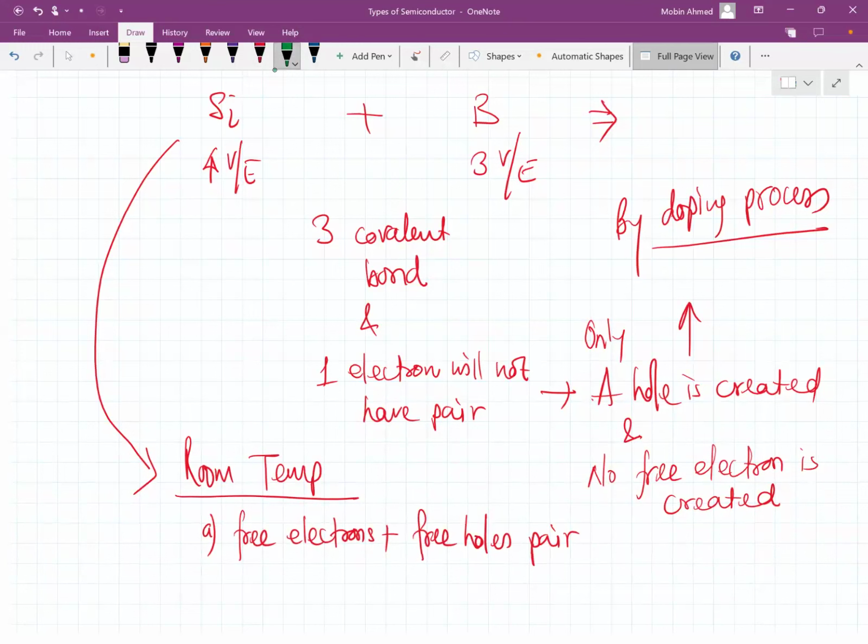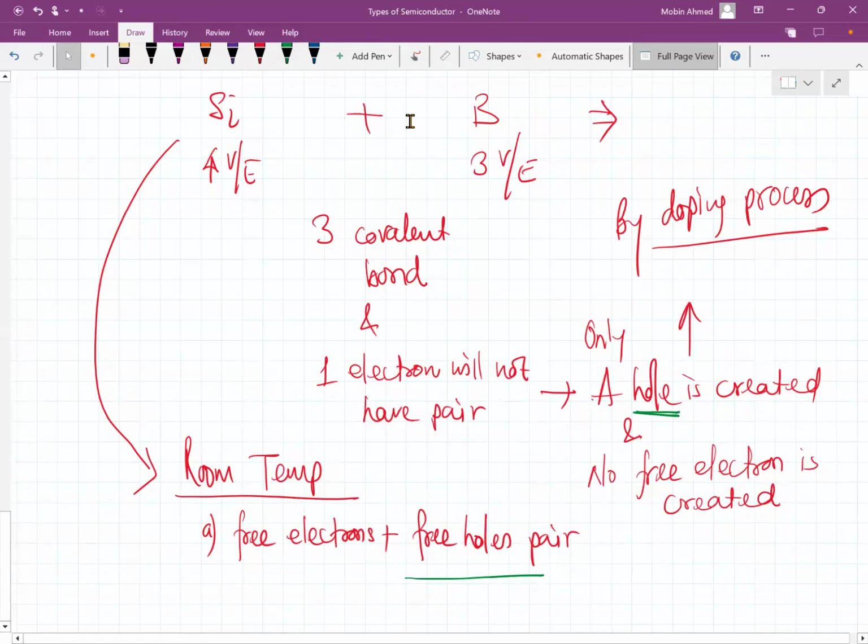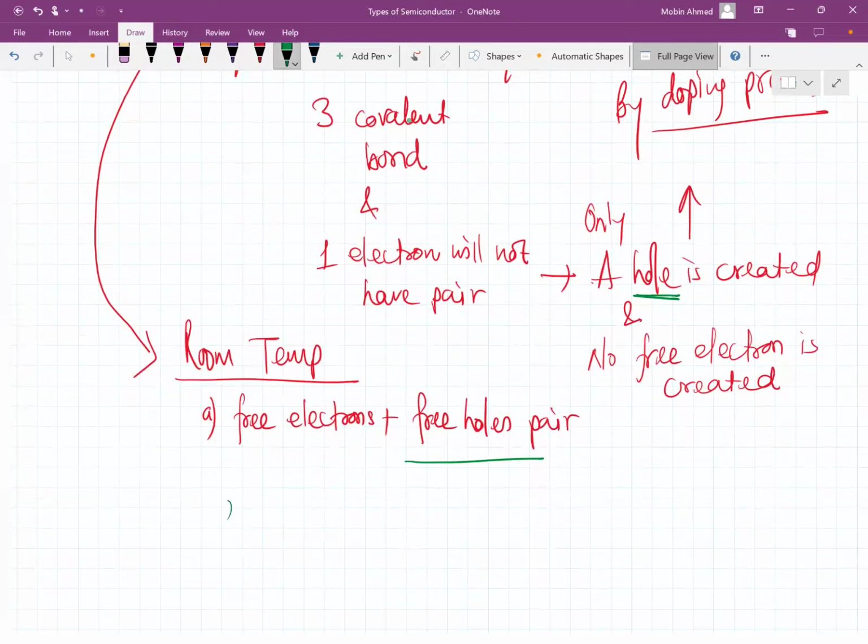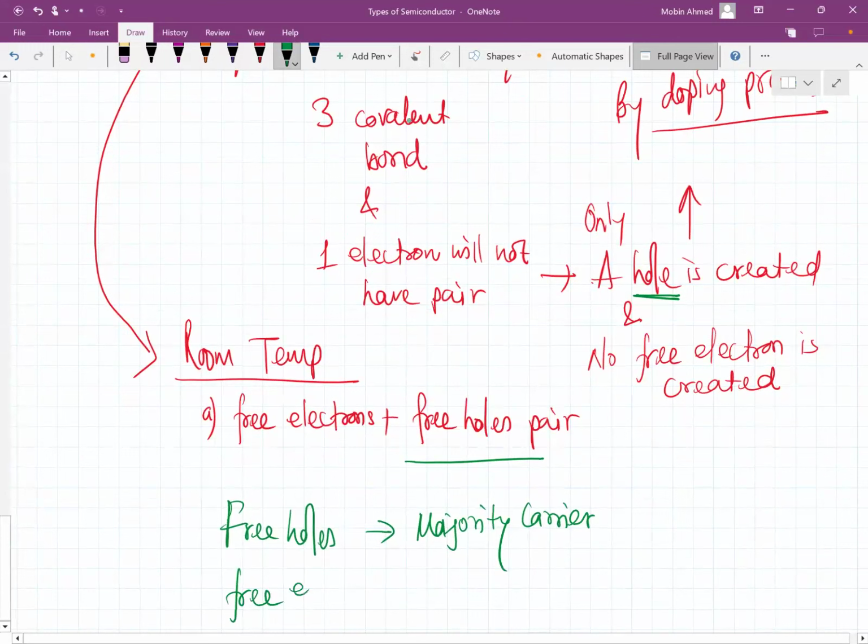So by doping, we are creating holes, and again at room temperature, free holes are there. So that's why these two free holes will make a majority carrier. So free holes will be the majority carrier, and free electrons are going to be the minority carrier. Minority carrier.